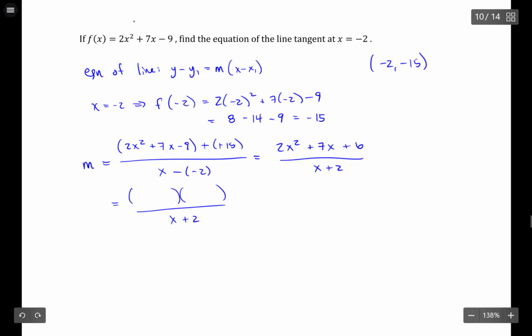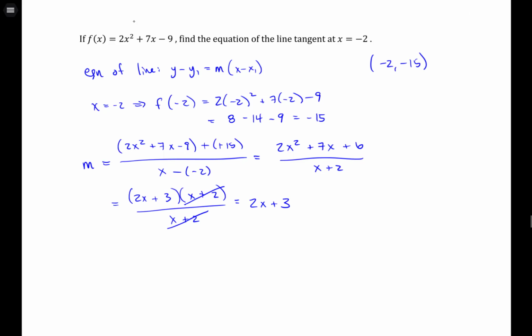So let's see. 2x and x, and this could be 3 and 2, those multiply to 6. And it looks like if they're both positive, we are in luck, because that would be 3x plus 4x, which is 7x. And x plus 2 cancels out, leaving me just 2x plus 3. So the slope of the tangent line at this particular point can now be found by evaluating this at negative 2. So m of negative 2 is 2 times negative 2 plus 3, so that's negative 4 plus 3, which is negative 1.